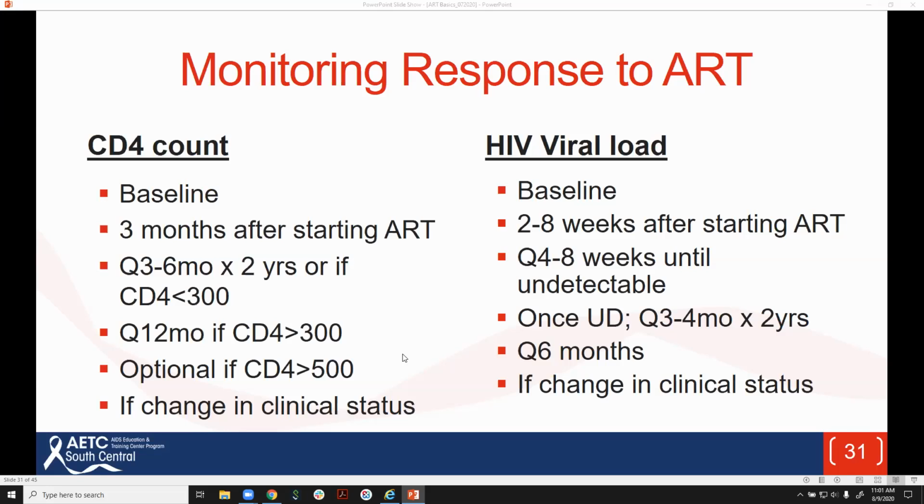The viral load, we want to do it at baseline and anywhere between 2 and 8 weeks after starting antiretroviral therapy. I personally usually do it every month, have them come back and check that viral load, review adherence and tolerability, and do that until they're undetectable. Once they're undetectable, about every 3 to 4 months for the first 2 years. And if nothing else is super significant in their health or there aren't any particular psychosocial challenges, then we can change that to every 6 months. So the minimum that I check people's labs is every 6 months with that viral load. And with that viral load, I also check a complete metabolic panel.